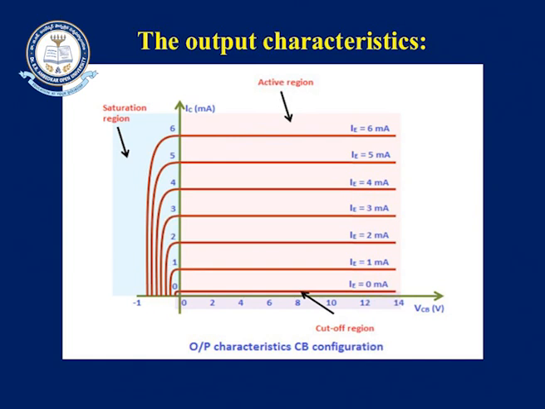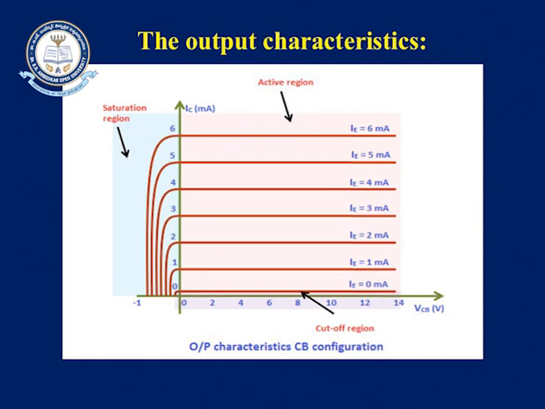If input current IE equals 0, then the collector current also has to be 0. On the input side I kept the current at 0, so the output collector current should also be 0, but we are not getting a collector current of 0. A small variation of value is there. That small gap we will call the cutoff region.